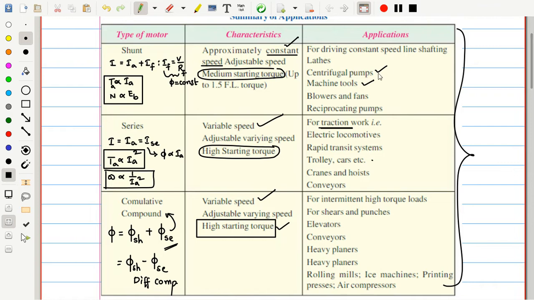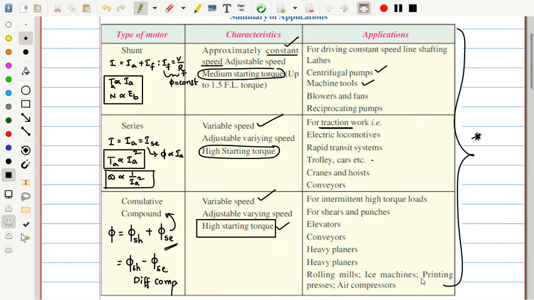Let us say some constant speed applications like a fan. So a fan needs to be rotated constantly. Some blower or some centrifugal pump for pumping the water. So there, a constant speed is required. A medium starting torque is enough. You will not have a high starting torque requirement in this. So in that application you can use the shunt motor. So these are important for competitive exams, especially Genco, Transco. They'll ask these things. You refer back to previous papers, you will come to know that.